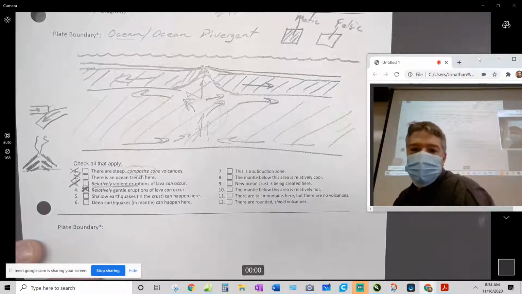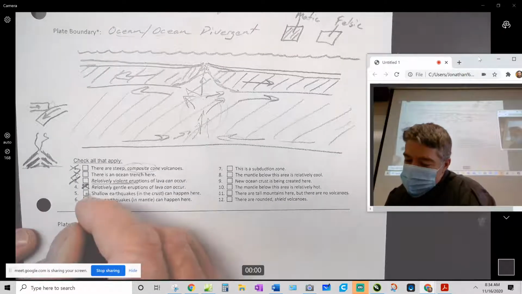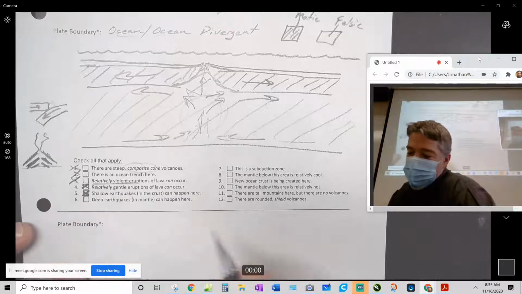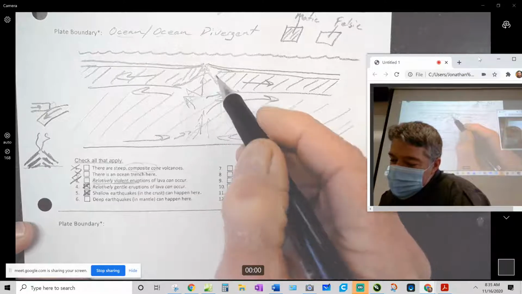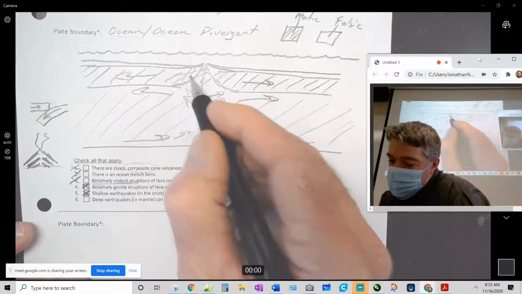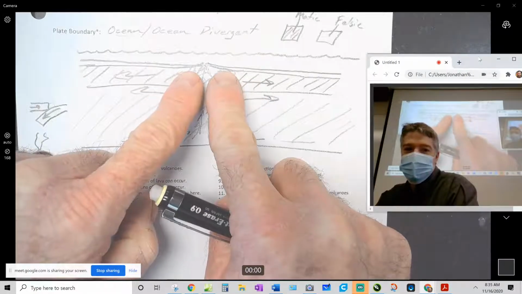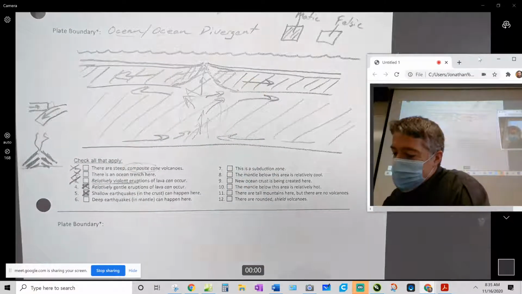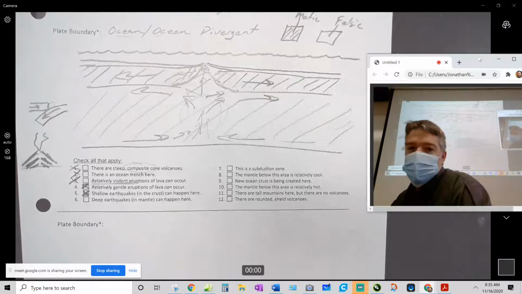Now this one about shallow earthquakes in the crust can happen here. This is always going to be true. Every single thing we do, you can always check that box because as this magma comes up or as it pushes the plates apart, sometimes the plates don't just move smoothly apart. Sometimes they get kind of stuck and suddenly move, and that causes an earthquake. So anywhere where plates move, you can have shallow earthquakes.